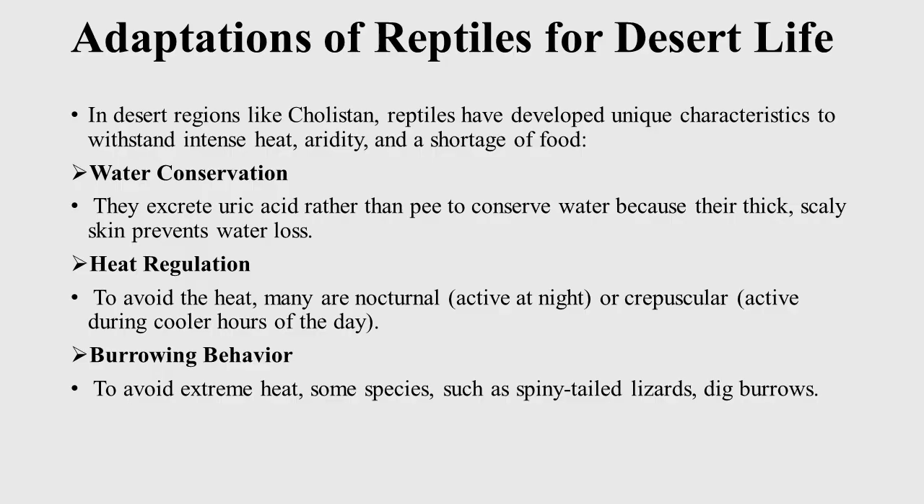Adaptations of reptiles for desert life. In a desert region like Cholistan, reptiles have developed unique characteristics to withstand intense heat, aridity, and a shortage of food. Water conservation: all the reptiles excrete uric acid rather than urea to conserve water, and their thick scaly skin prevents water loss.